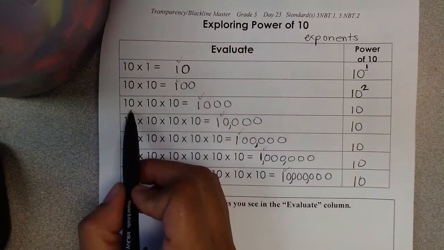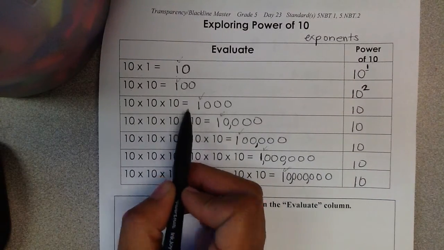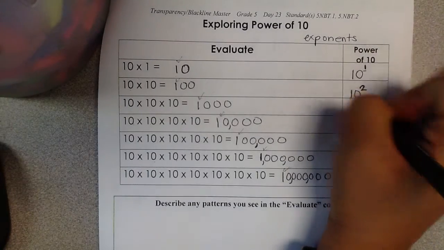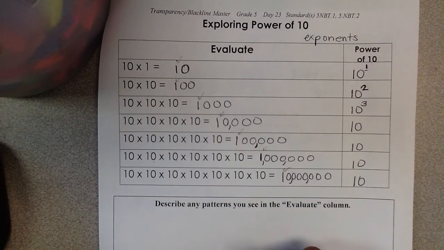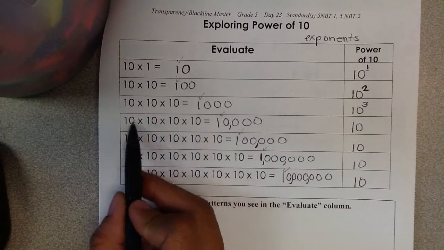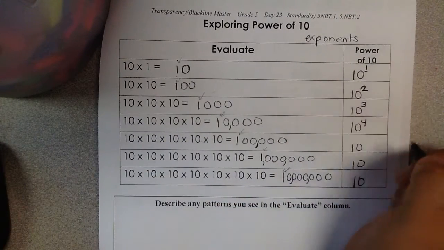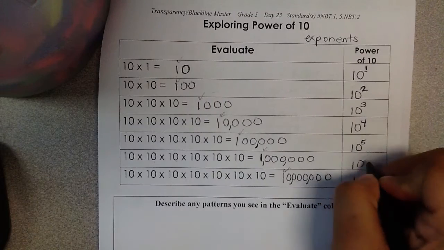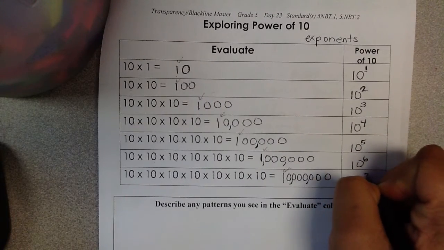Okay, here I multiplied 10 by itself 3 times, so I'm going to put a number 3 right here. Okay, here I multiplied 10 times itself 4 times, 1, 2, 3, 4, so I'm going to put a 4 right here. I did it 5 times here, 6 times here, and 7 times here.